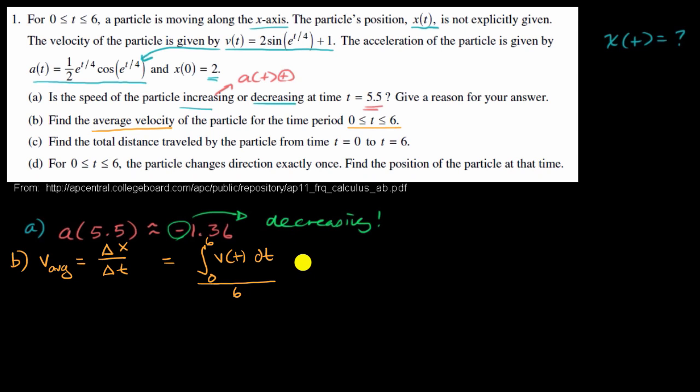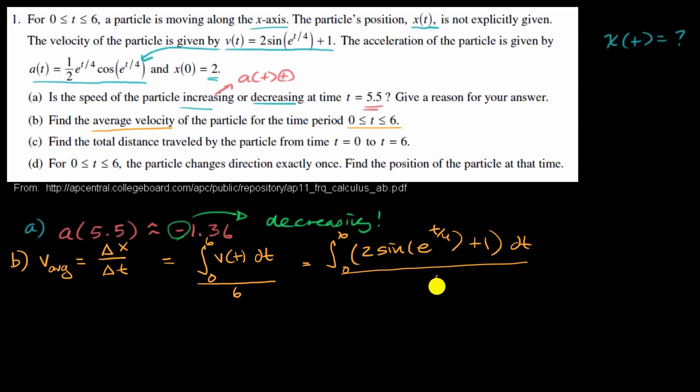And so this is going to be equal to the integral from 0 to 6 of 2 sine of e to the t over 4 power plus 1 dt, and then all of that divided by 6. Where did I get this from? Well, they tell us what our velocity as a function of time is. It's that right over there. So we can get our calculator out to solve this part.